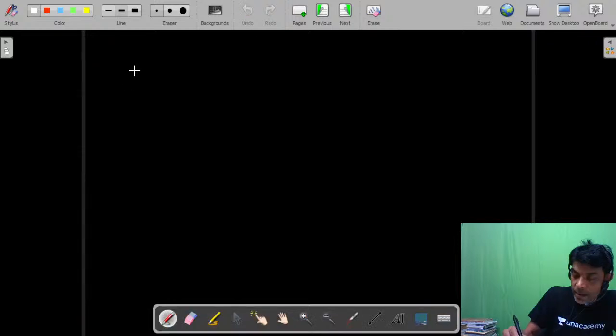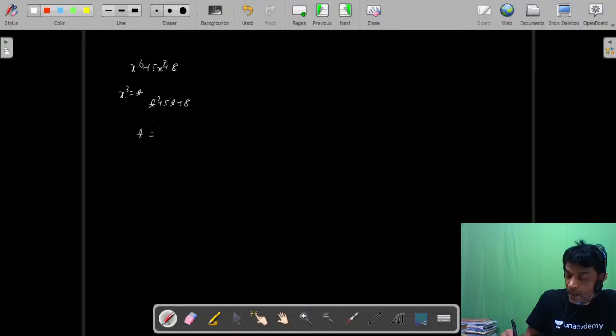So x to the 6 plus 5x cubed plus 8, why is this not working? If you write x cubed as t, this is t squared plus 5t plus 8. So this t has got a negative discriminant, right? b squared minus 4ac, over 2. So negative 5 plus or minus root 7 times i, over 2.